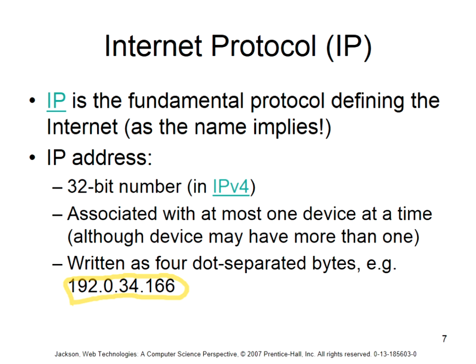Good, very good. So each part, this is the first one, first, second part, third, and fourth. Each part is from 0 to 255, so 8 bits. If we multiply 8 by 4, we get 32 bits. So an IP address is associated with at most one device at a time and written as 4 dot-separated bytes. Any questions?